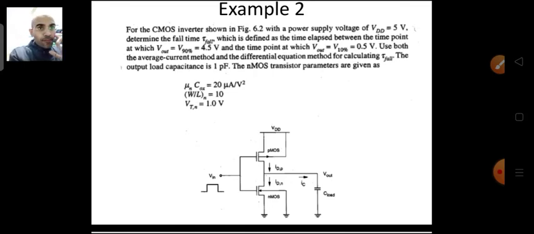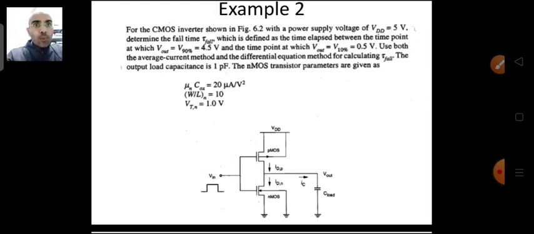So determine the fall time, which is defined as the time elapsed between the points at which V out is equal to 90% and 10%. So if your supply voltage is 5 volts, then 90% of 5 volts will be 4.5 volts, and 10% of 5 volts will be 0.5 volts. So what we want is the time elapsed when the output falls from 4.5 volts to 0.5 volts. That is our aim.